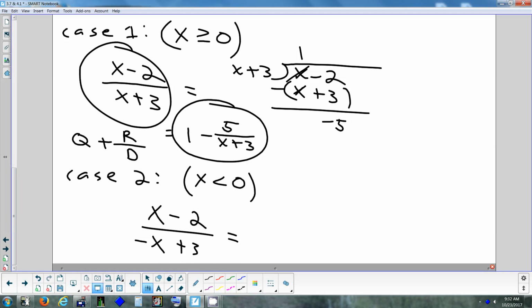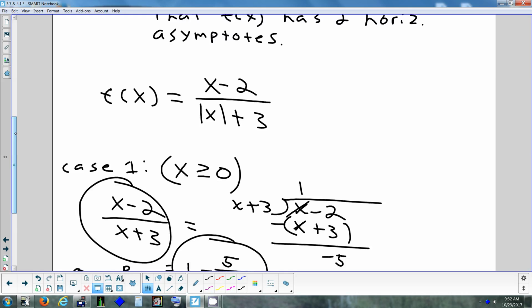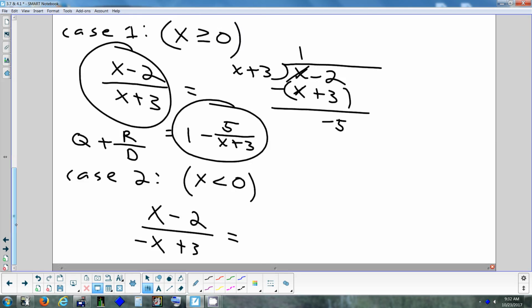So if that's your original problem, and you plug in a number less than 0, that's basically going to turn into a negative x. Because if x is negative, a negative negative becomes a positive. So now let's do the long division with that one. I'm just going to circle this in red so it stands out. We'll come back to that. Now let's do long division here. So negative x plus 3 divided into x minus 2.